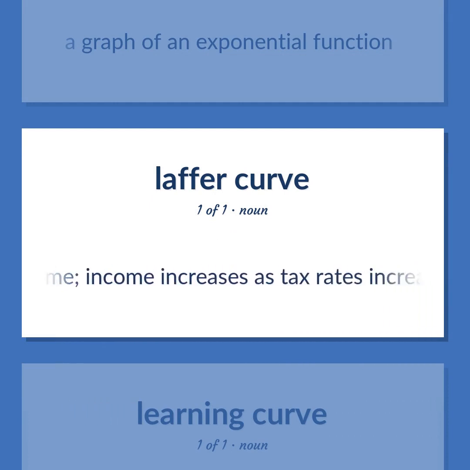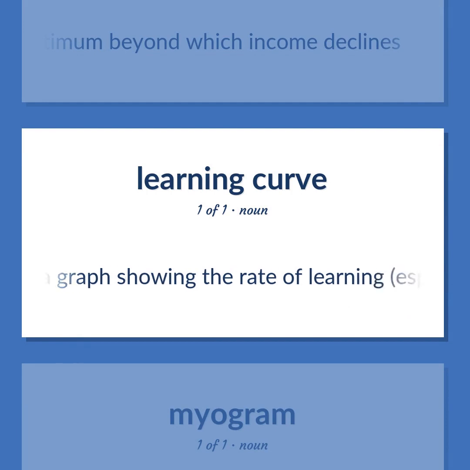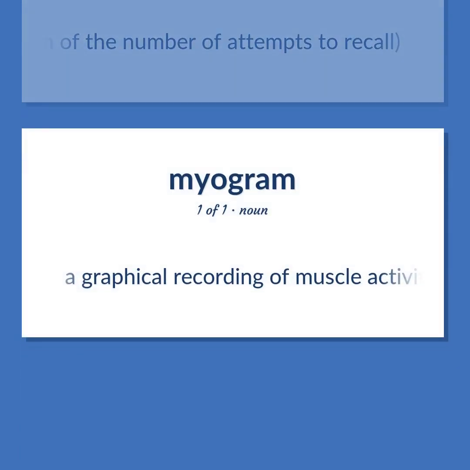Income increases as tax rates increase up to an optimum beyond which income declines. A graph showing the rate of learning, especially a graph showing the amount recalled as a function of the number of attempts to recall. A graphical recording of muscle activity.